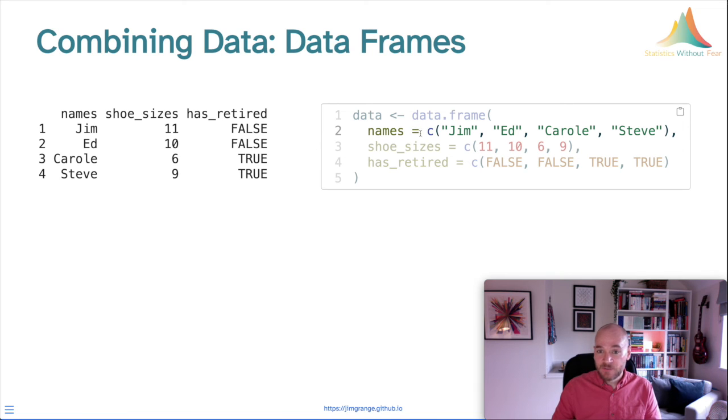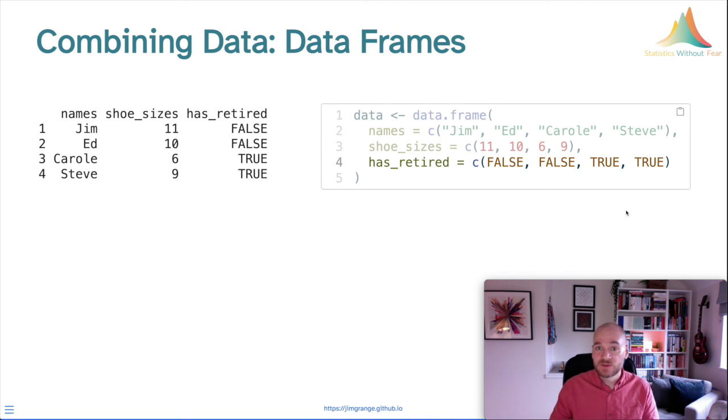So this creates a column called names with Jim, Ed, Carol, and Steve in it. We then move on and we say we want to create a second column called shoe sizes that has numeric data elements stored within a vector, again using the combine function. We've got shoe sizes of 11, 10, 6, and 9. And then in the final column we have has retired, which is storing logical information, true or false, whether that person has retired or not. Notice that after we've declared each column, we have a comma, just telling R that we've finished with that column and we're moving on to another one.